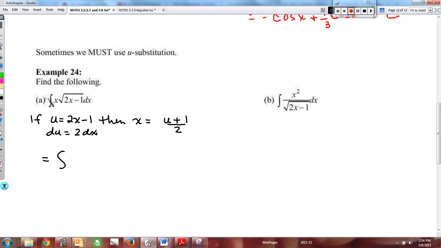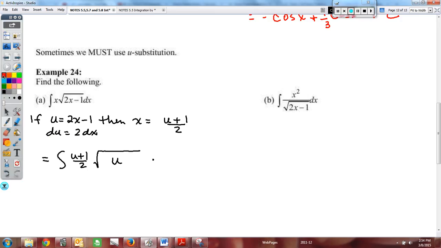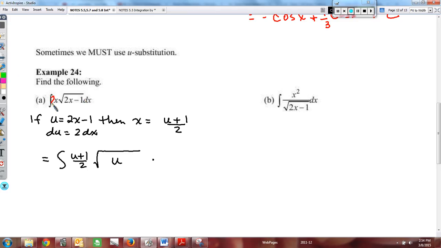I'm going to take this x out, put in u plus 1 over 2, my square root, and then I'm going to make my 2x minus 1 u. So I turn this into a problem, and then notice that I need to fix my dx. I'm missing the 2 dx part. So I need to add in a 2 for the 2 dx and take it out. So that's going to leave a 1/2 out here. And so that way I can take out the 2 dx and put in du.